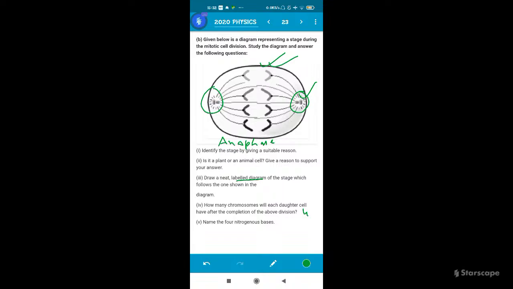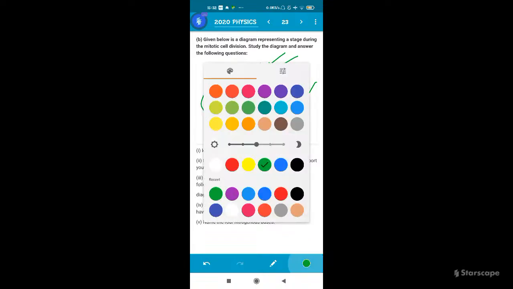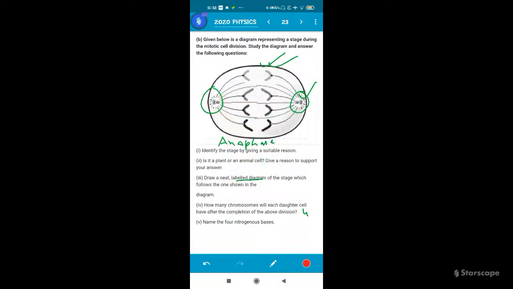Okay. Alright, now your next question is name the 4 nitrogenous bases. Very important. So what are the 4 nitrogenous bases? A, T, G, C. So adenine. Again I am saying make sure that the spellings are correct. Adenine, thiamine or thymine, whatever you want you can say. Then you have cytosine and you have guanine. Okay, so these are the 4 nitrogenous bases.